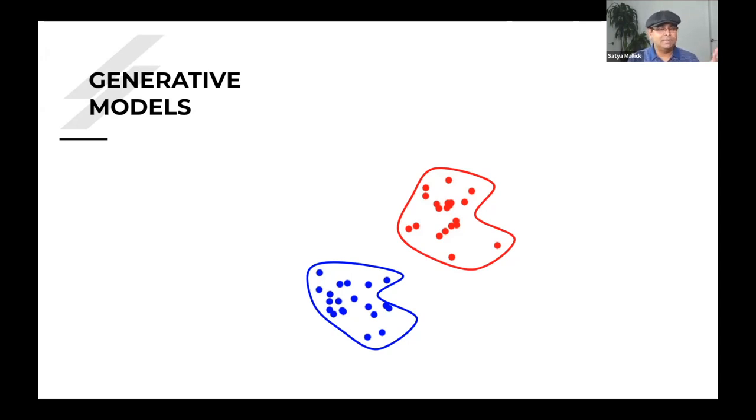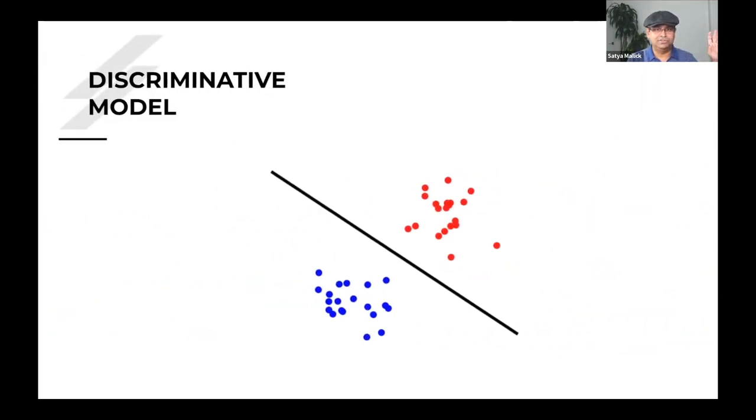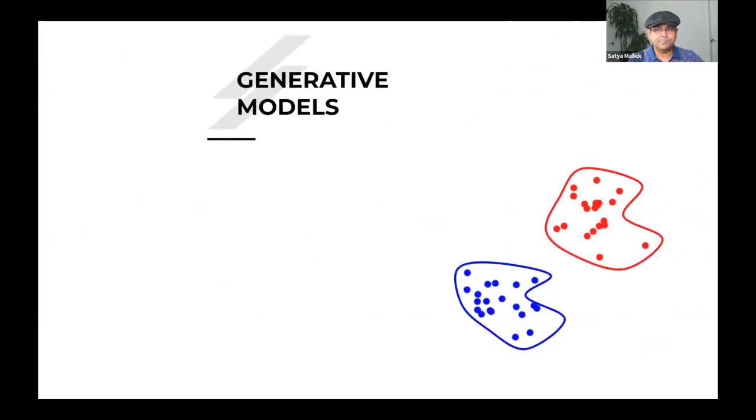But for simple things like classification, discriminative models are very popular because they are very simple and they do a very good job.